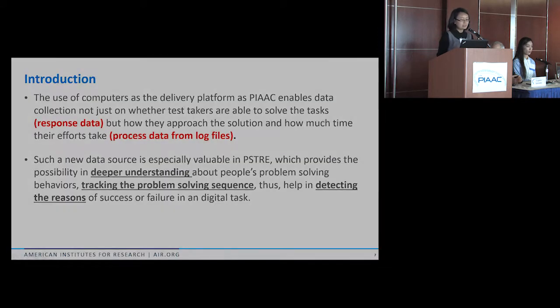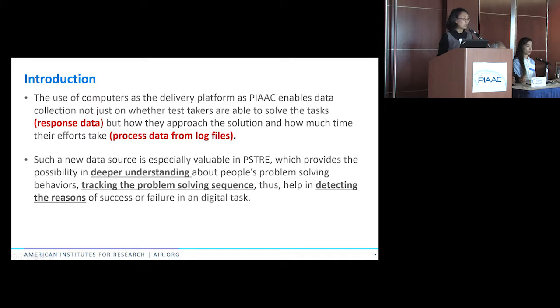That means with computers as a delivery platform, we can capture not only the response data, whether the test taker was able to solve the task, but also the process data from log files. That means how they solve the problems, what the solution is, and how much time their efforts take. This new data source is especially valuable in PS-TRE, which can provide the possibility of deeper understanding and tracking of the problem-solving sequence, and also help us detect the reasons for success or failure in a digital task.